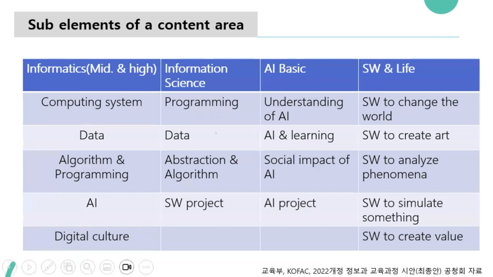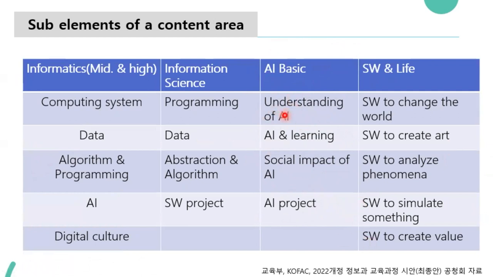So this table shows the detailed content of each subject. For example, the informatics subject consists of computing systems and data, algorithms and programming, and AI and digital culture. Also, the AI basics subject has four components: understanding of AI, AI learning, especially machine learning methods, social impact of AI, and finally an AI project.